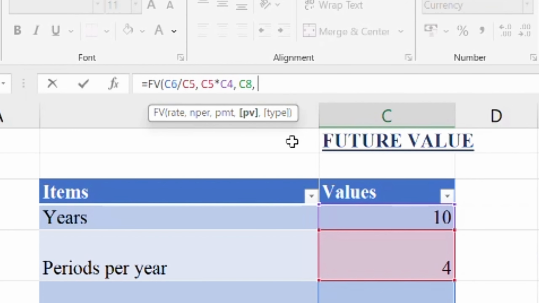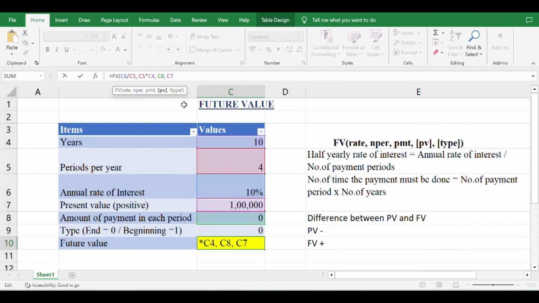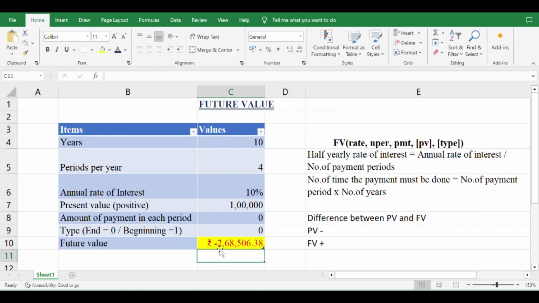Then again a comma, and you have the C8 cell, the payment amount. And then after another comma, you give the value of the C7 cell, which basically tells the present value of your investment. And then you type in the cell C9, and then you close the function with the bracket.